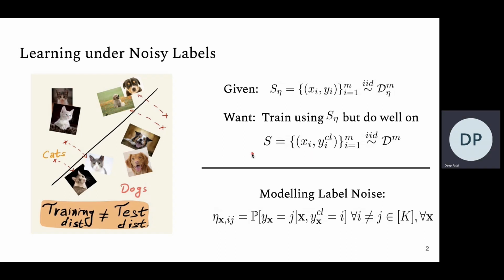In principle, we could tackle this problem if we knew this quantity eta xij, the noise rates, which tell us that given a sample and its true label being i, what is the probability that this label got flipped to some other class j? Of course, in practice, we do not have access to these eta xij's, so several methods have been proposed to address this problem of label noise in spite of the lack of this knowledge.